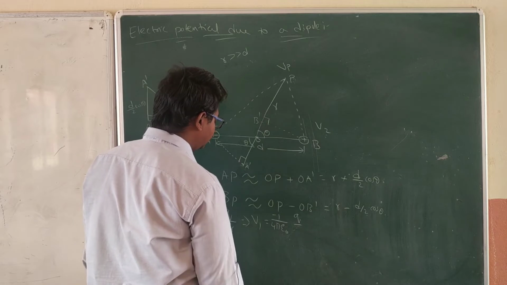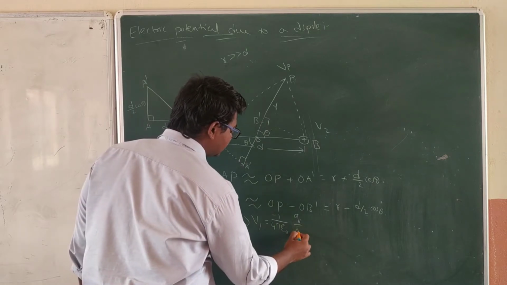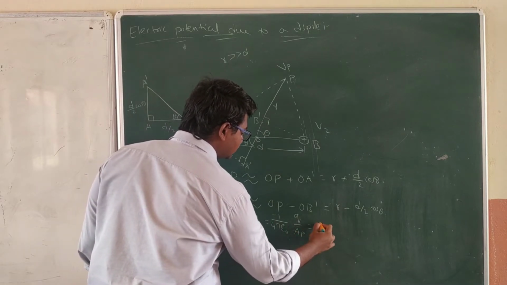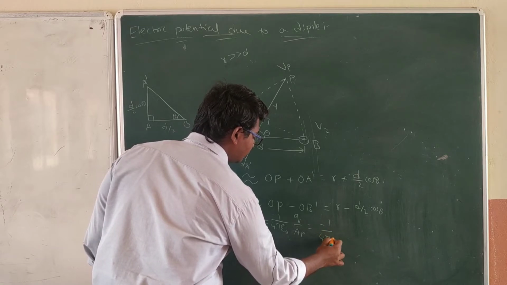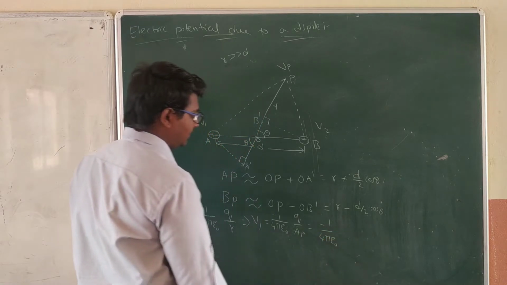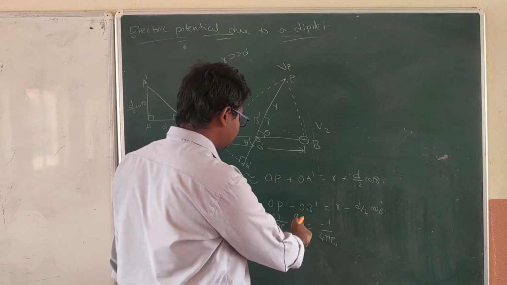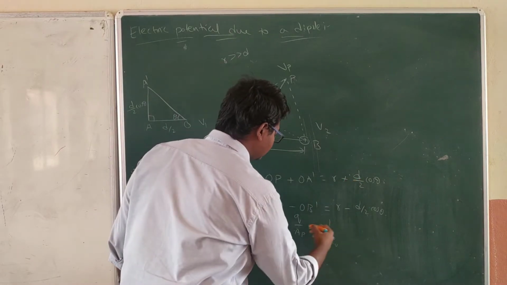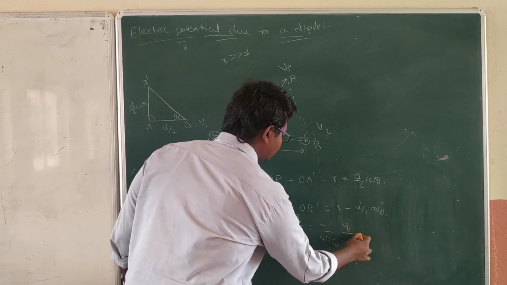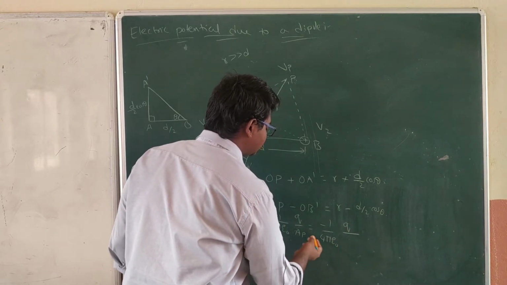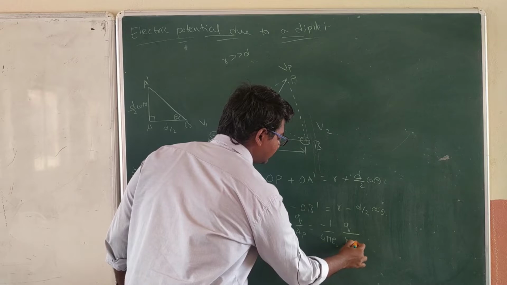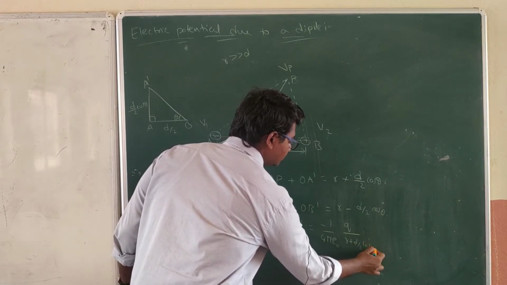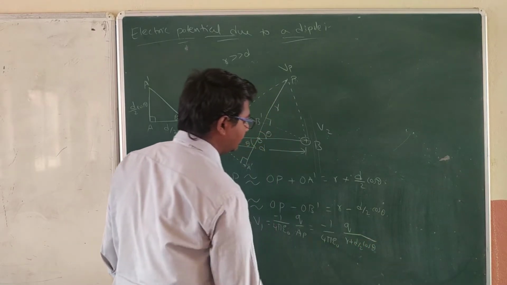AP is the distance. What we got here? Let's keep AP first. Then this is equal to minus 1 by 4 pi epsilon naught, Q is there, and AP can be written as R plus D by 2 cos theta. Right.